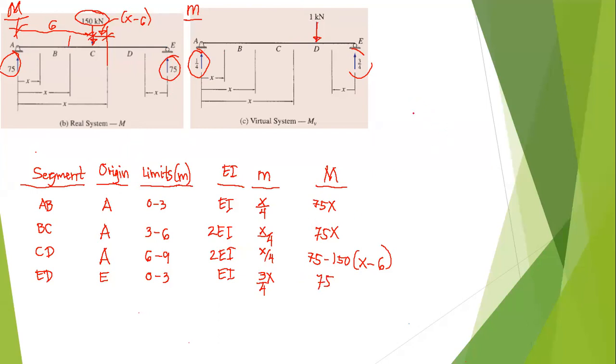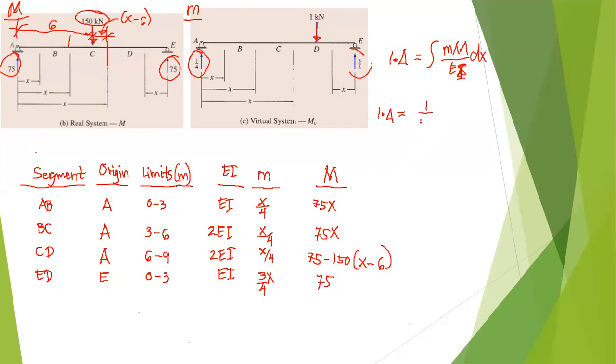Once you have done that, then you can easily evaluate the expression 1 delta is equal to the integral of m over EI dx. Take note, guys, we have different segments AB, BC, CD, and ED. So we have 1 times delta is simply equal to 0 to 3. EI is constant. We can take EI out.